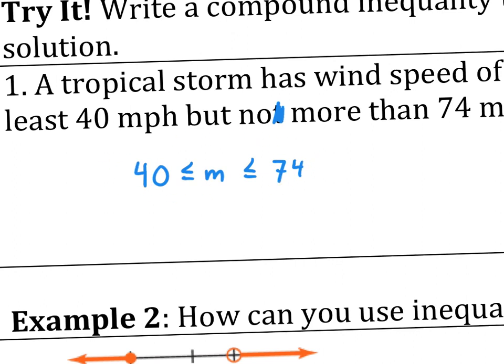So in this situation, another way to have written it is this. I could have said M is greater than or equal to 40 and M is less than or equal to 74. So we could write it as a single extended inequality, or we could write it as two separate inequalities here. There are benefits for doing it either one. There's not one better than the other in terms of correctness.